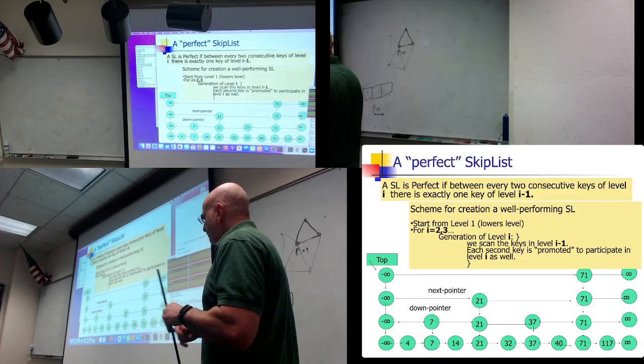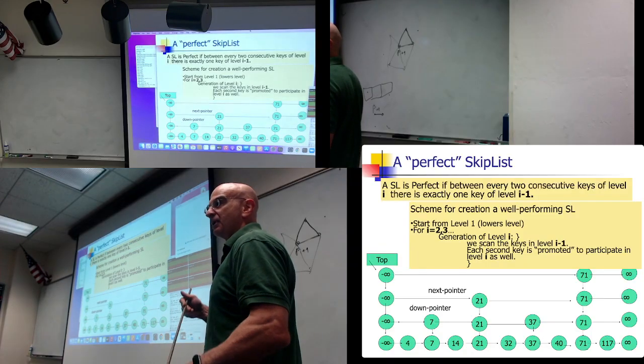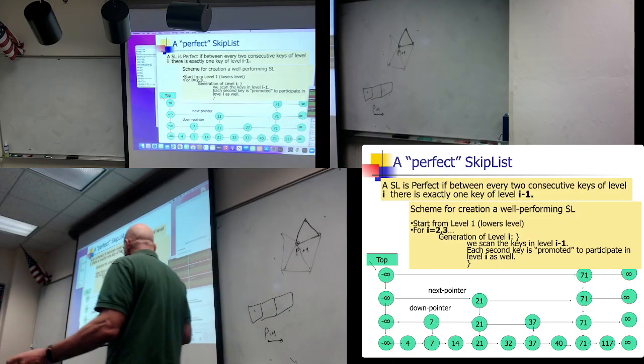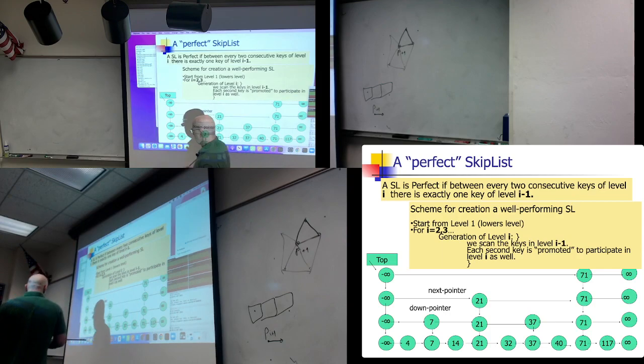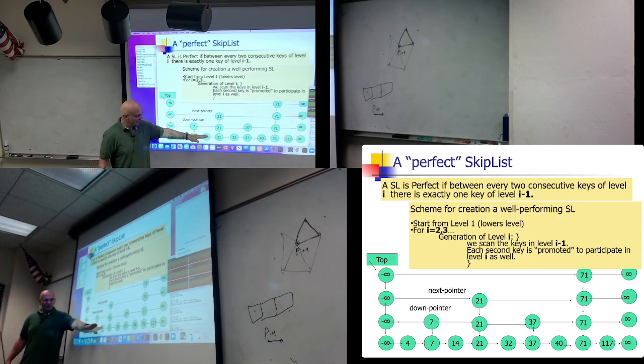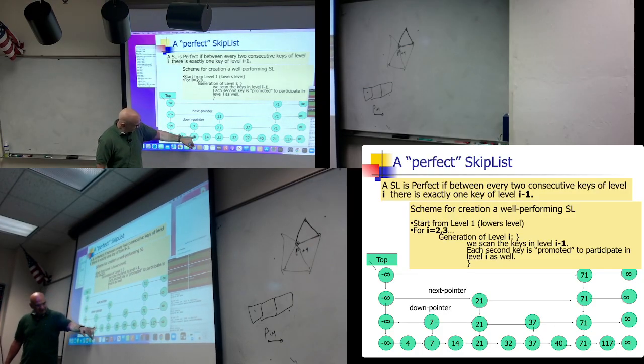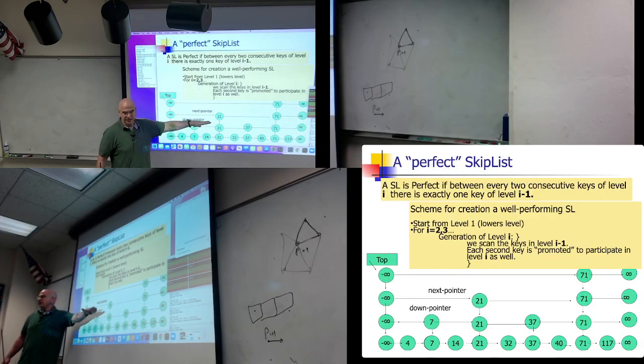But I want to introduce you to a perfect skip list. That is my terminology; I've not seen it in any other book. It goes as follows. As usual, it's a skip list where all the keys are in the lowermost level, like any other normal skip list. But now, every second key appears in level 2.